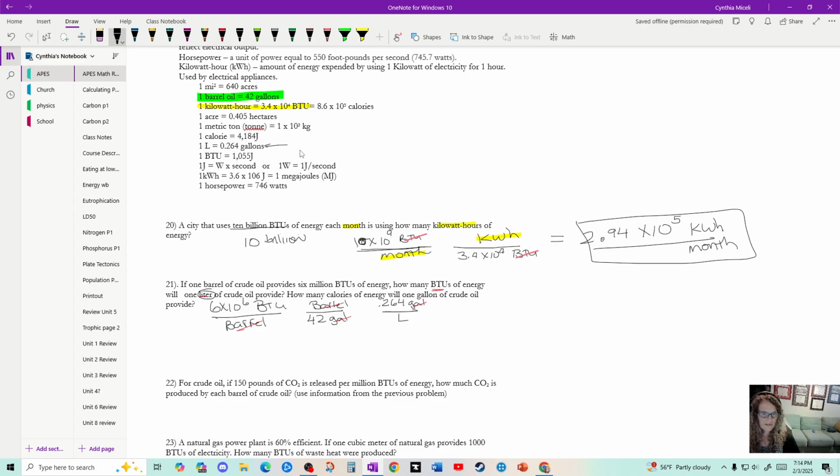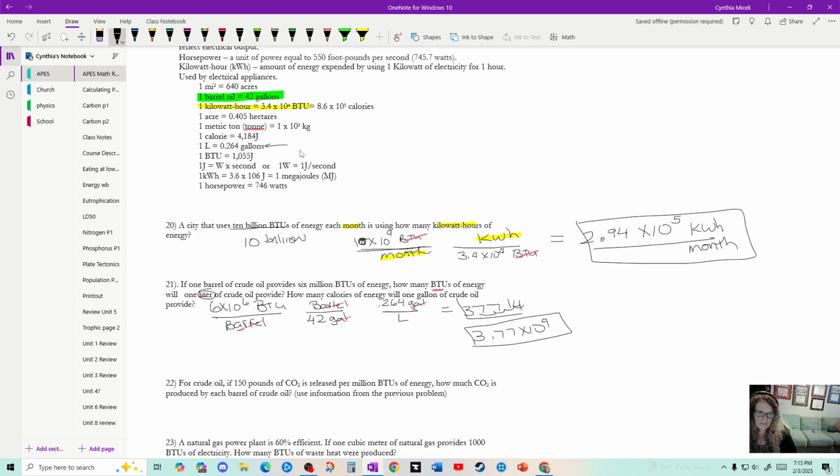So let's put that in our calculator. I'm running out of light for my solar calculator. 6 times 10 to the 6 times 0.264 divided by 42 gallons. So I should get 37714. Or I could put 3.77 times 10 to the 4. Either one is okay in APES.